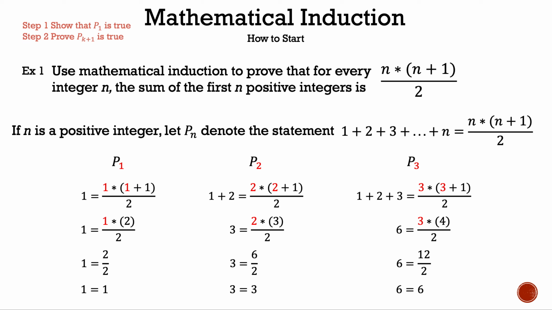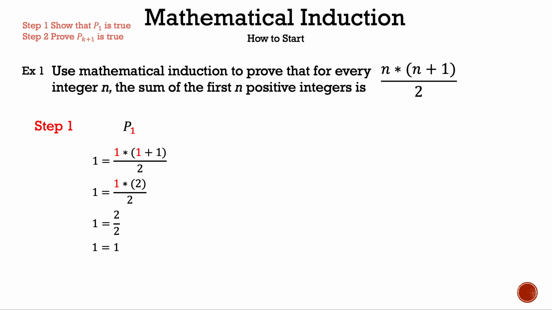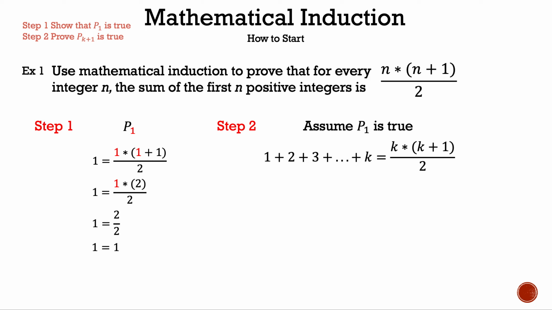What do you think p sub 4 will be? Now sometimes with an example like this, we need to do a few examples to see what we're trying to prove. Luckily for us, we've already done step 1 by doing p sub 1. Now we need to do step 2 and prove p sub k plus 1 is true.